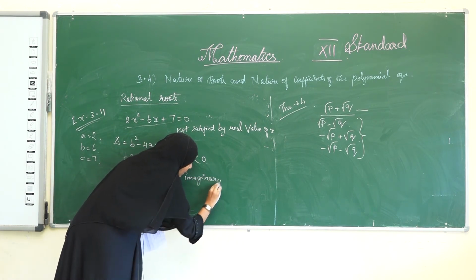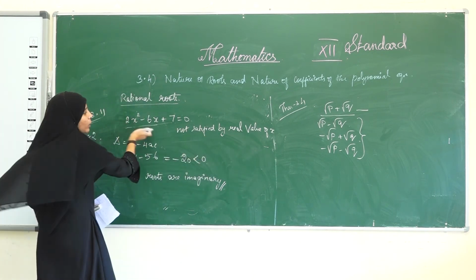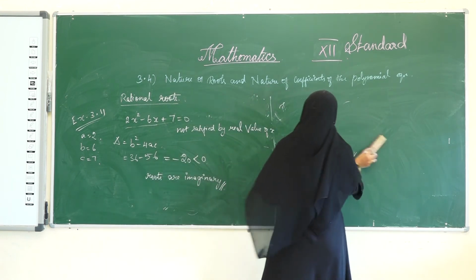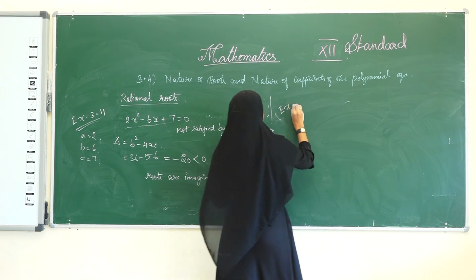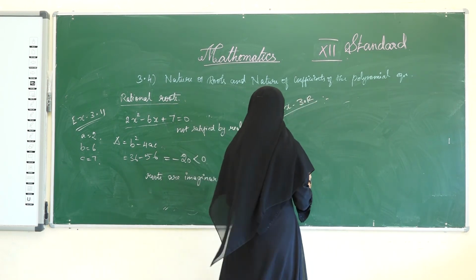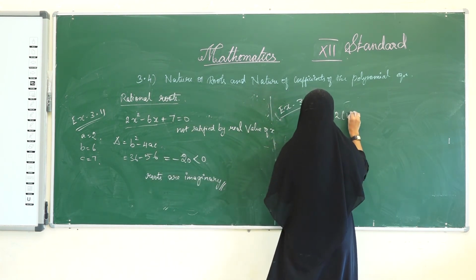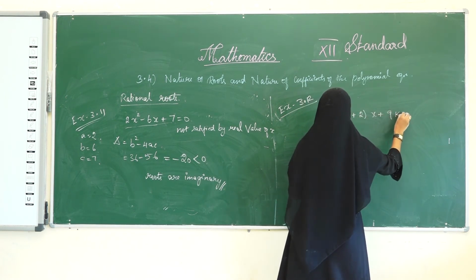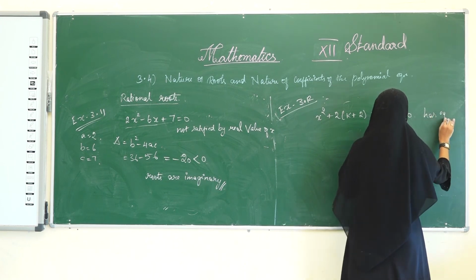Roots are imaginary, what does that mean? The roots will not be real values. The values of x will not be real values, they have said. Now let us see the next example. Example 3.12. What have they given? If x square plus 2 into k plus 2 into x plus 9k is equal to 0 has equal roots.